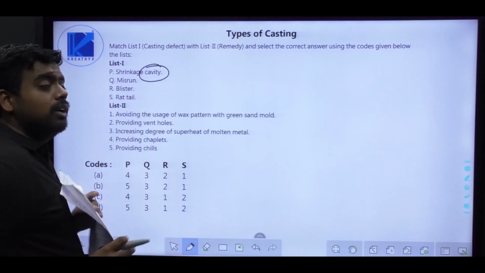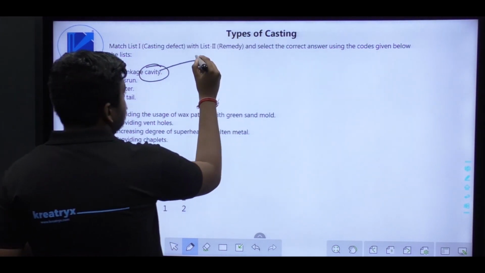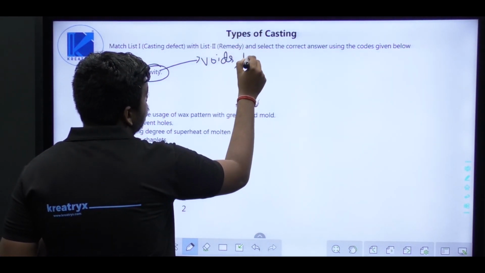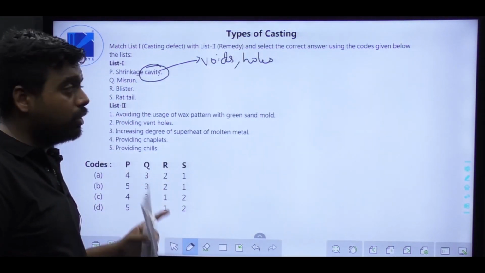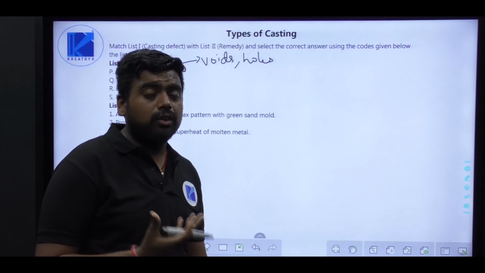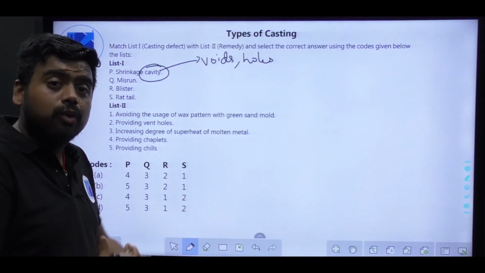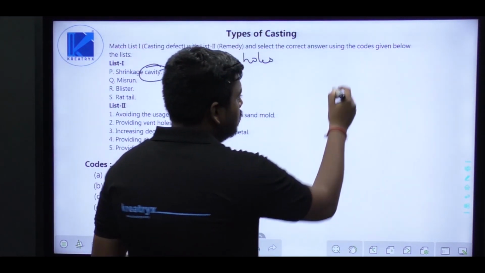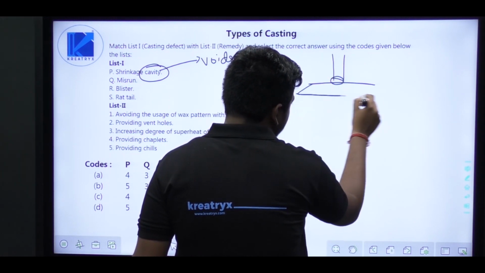As the word cavity itself stands for voids or holes, how do we remove voids and holes? In order to get the idea of removing voids and holes, we first have to know why voids and holes are created in the first place. So let's say this is a casting, this is a riser, and this is a casting.